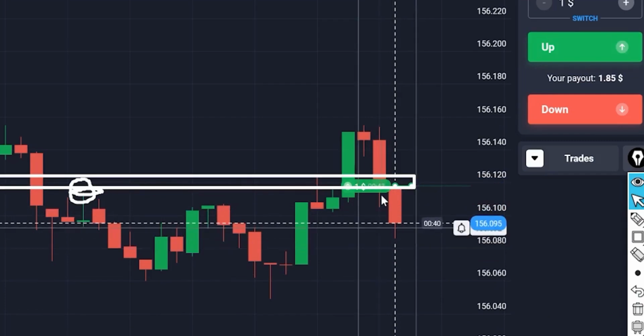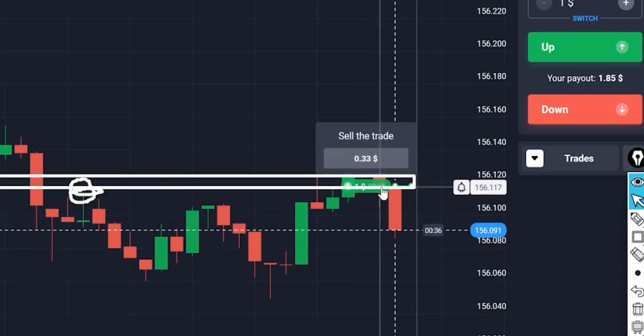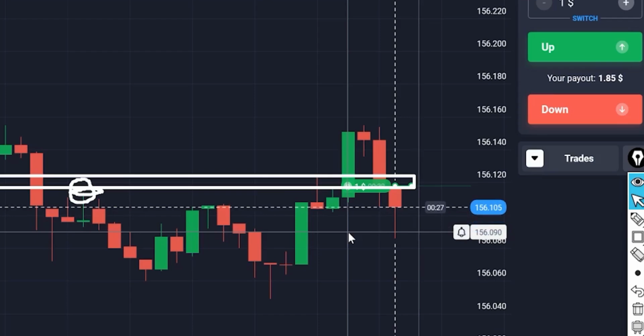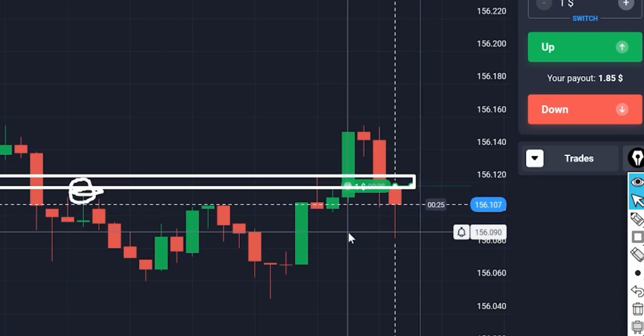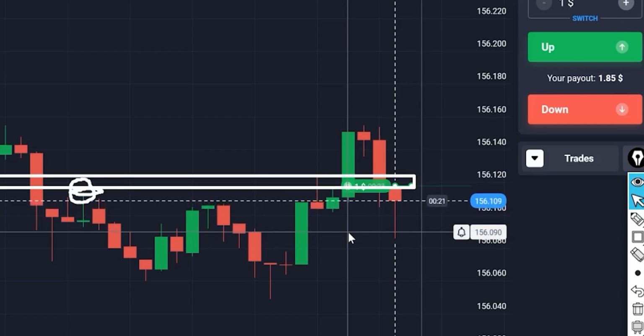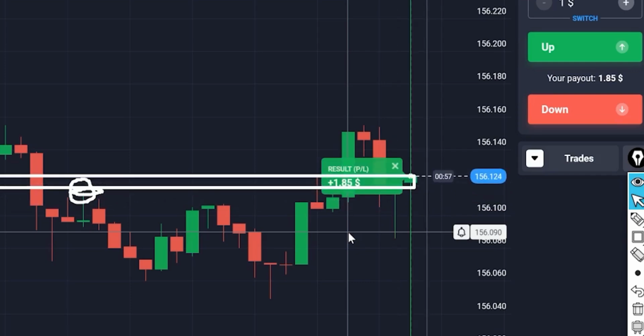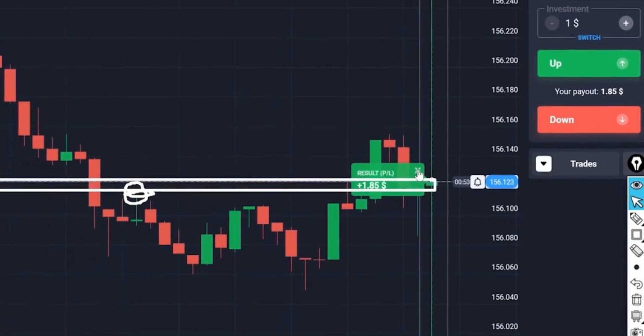At the last second, it showed a rejection, and the body of the candle closed exactly on the level. I entered a buy trade, anticipating a pullback. Now we'll wait and see the outcome of this trade and what happens next. Alright, as you saw, my trade closed in profit and was successful.